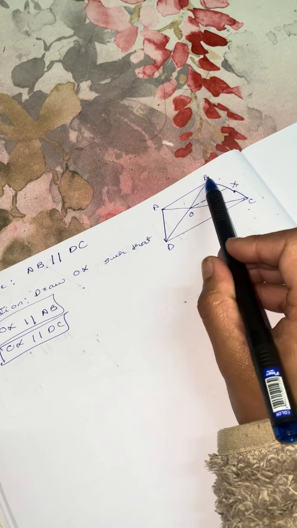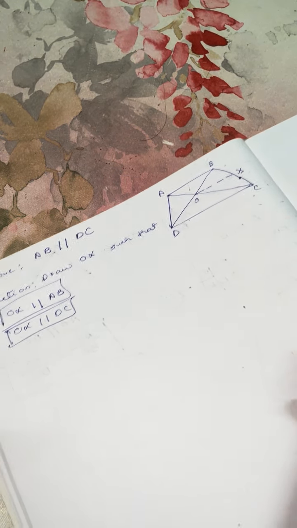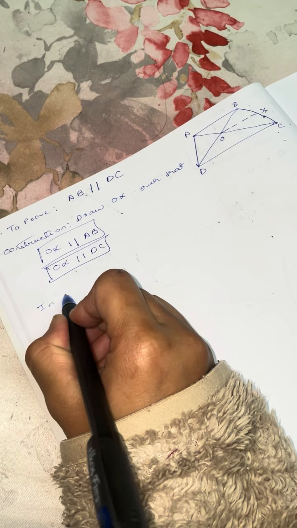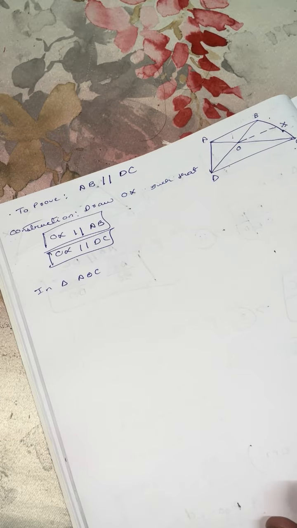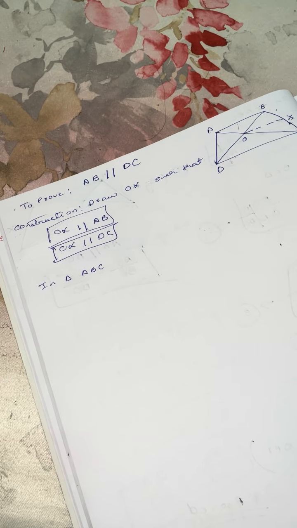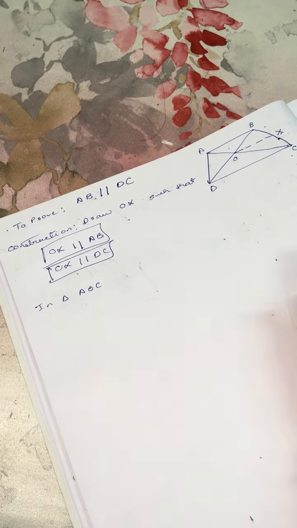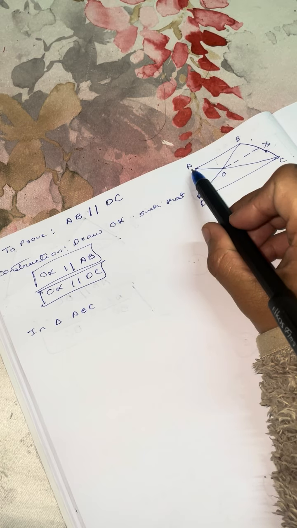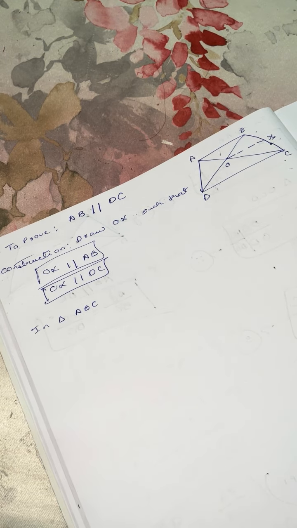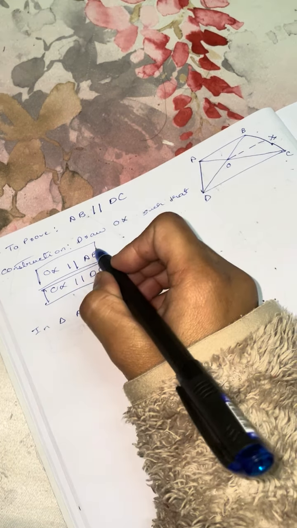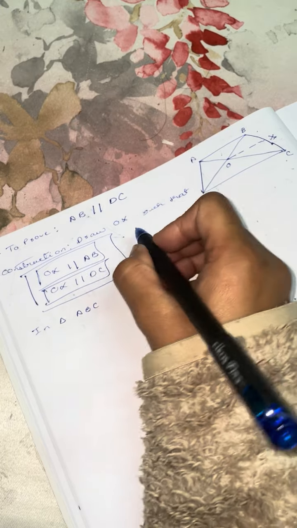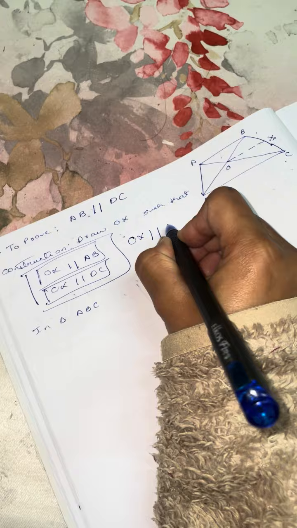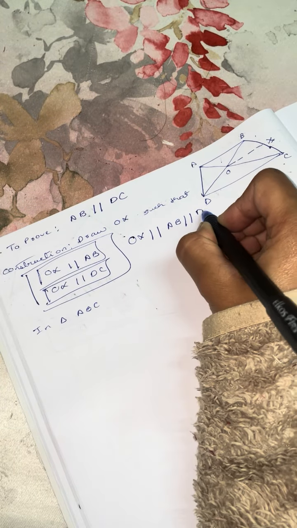Let us take a simple triangle, that is triangle ABC. In triangle ABC, where OX is parallel to AB, we have one thing here. We draw the construction so that OX is parallel to AB, and also parallel to DC.